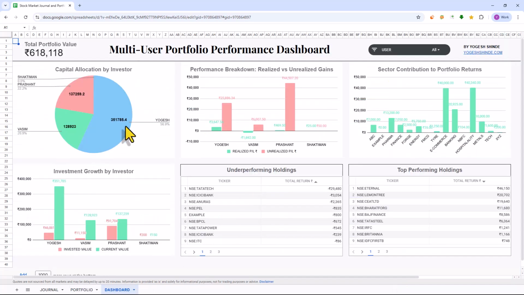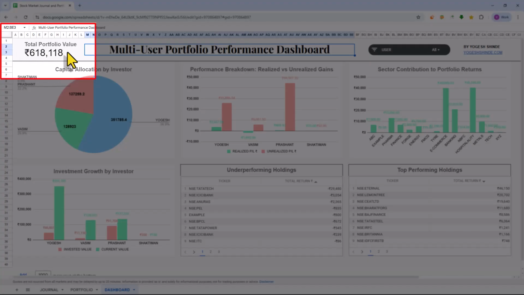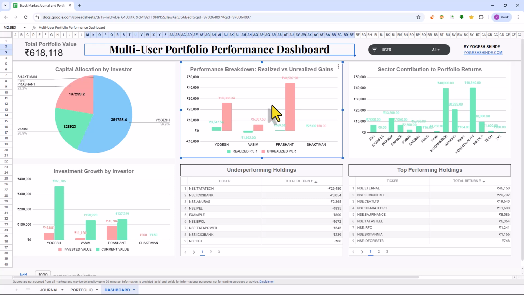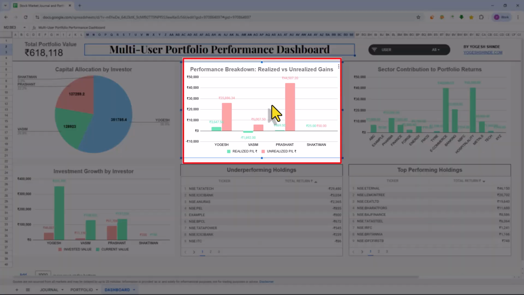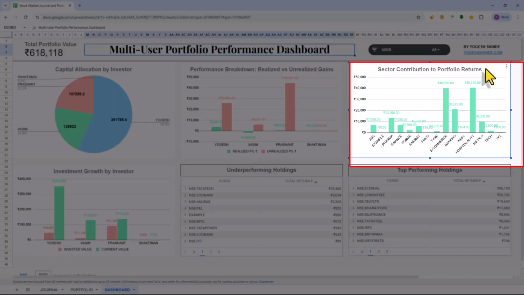So here we have our multi-user portfolio performance dashboard. As you can see, on the left side we have capital allocation by investor, and on top we have total portfolio value. Here we have performance breakdown, realized P&L and unrealized gain. So here we can see which user has realized profit and unrealized gains, and then we can see sector-wise contribution to the portfolio return. As you can see, e-commerce and hospitality sectors have the maximum return or contribution to the portfolio.